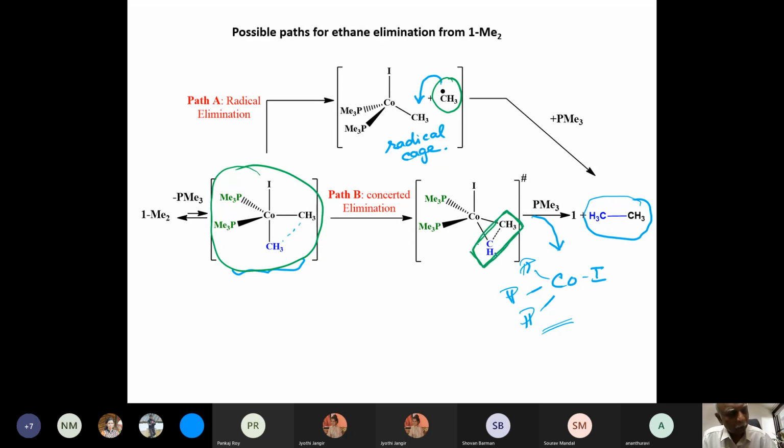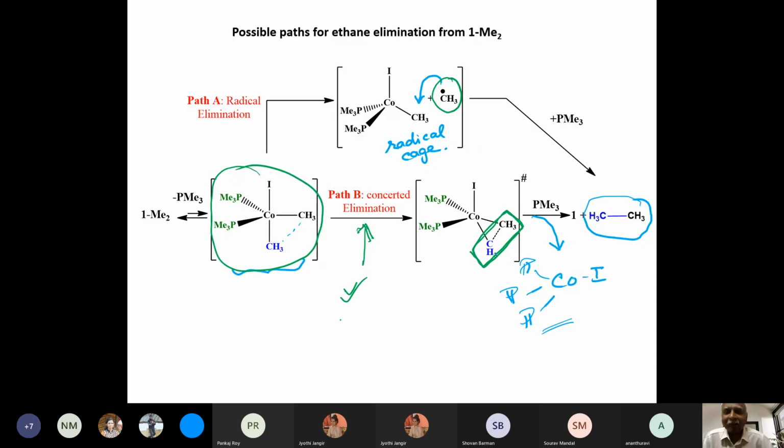Now let me ask you the question: how many of you would think that the concerted elimination would be simpler than having a radical dissociation and a radical intermediate being formed? Any takers for concerted elimination? So I am betting on concerted elimination, okay? So this is my vote.